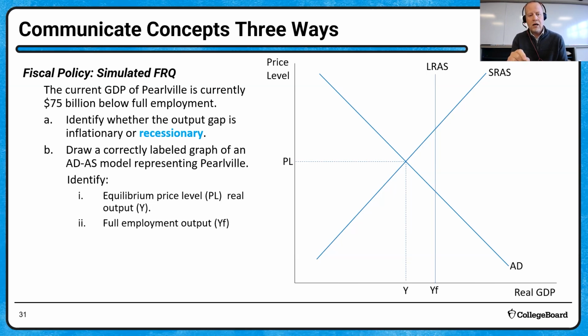Our current output level y is less than full employment. Make sure everything is labeled. Make sure everything is clear so you can get full credit for what you know. All right, that's part B.